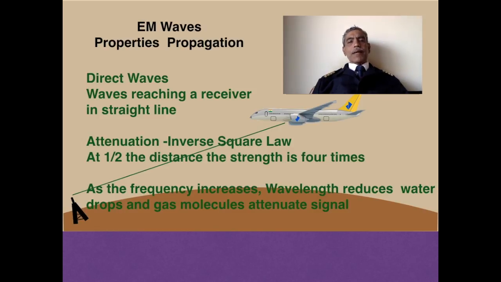And of course, it depends on the frequency. As the frequency increases, the wavelength reduces, and the water drops and gas molecules attenuate the signal further. That means the water drops and gas molecules in the atmosphere further attenuate the signal, and this attenuation is more as the frequency is higher.